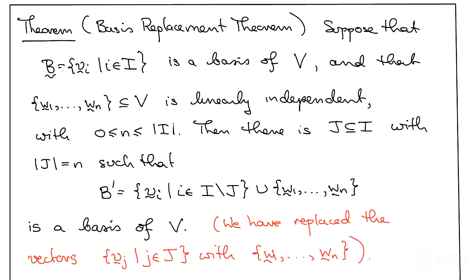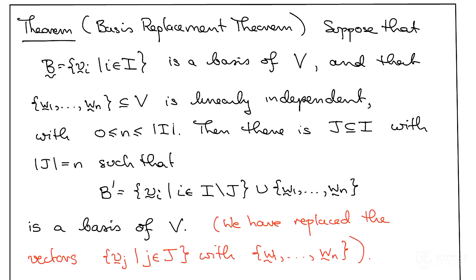Then the point is I can find some subset of my original basis, namely here they are, the VJs with J in J, and I'll take those out. Okay, so there's some subset of these guys. I throw them away, and I put in these guys here, and I stay as a basis. So again, note that I'm taking away the same number of elements as I'm putting back in. That's kind of important in the way the theorem goes.